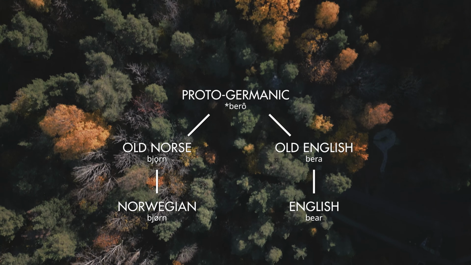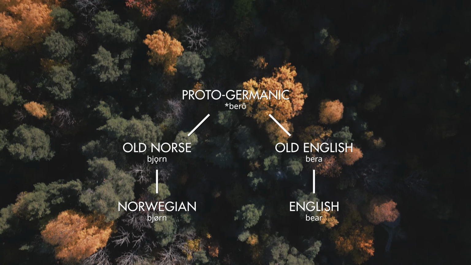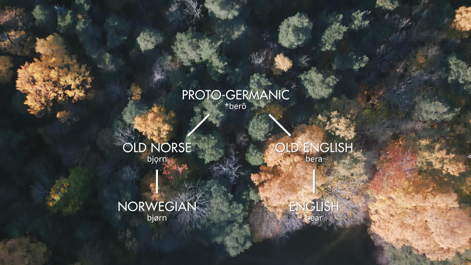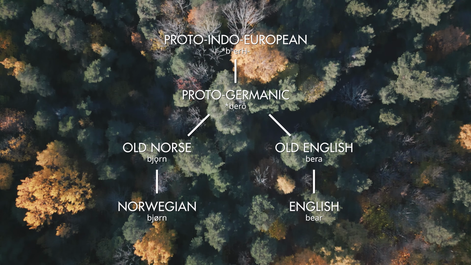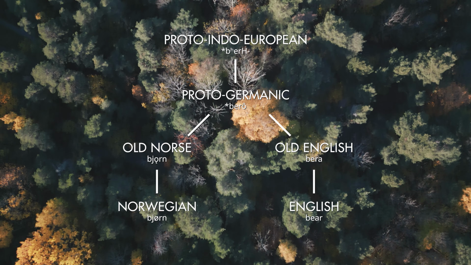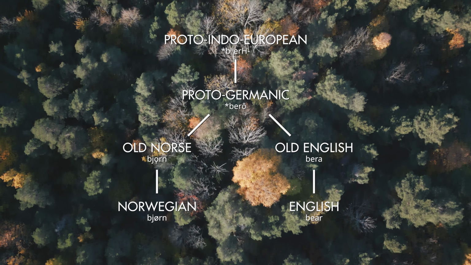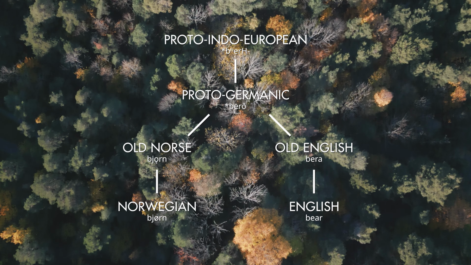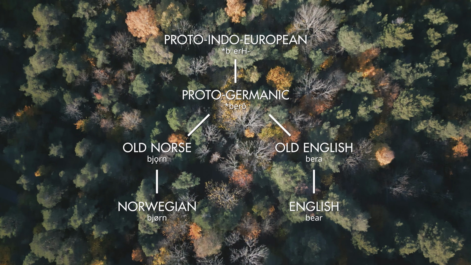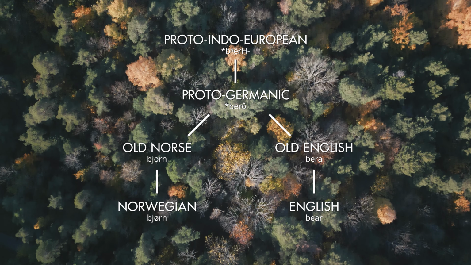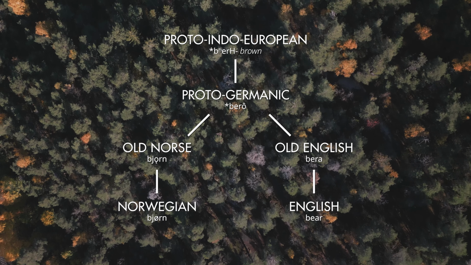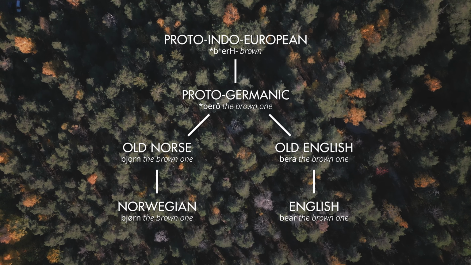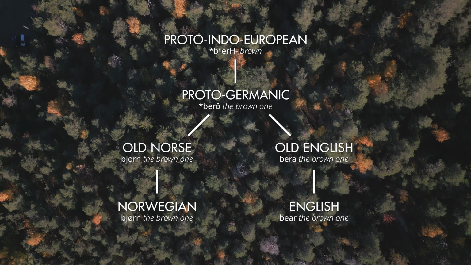Proto-Germanic is the reconstructed parent language of all the Germanic languages, and is thought to have been spoken around 500 BC in Scandinavia. The next step backwards is Proto-Indo-European, or PIE for short. It's the reconstructed ancestor of all the Indo-European languages that was spoken around 3000 BC, somewhere in the steppes. This particular root word, pronounced something like berg, is the source for the Norwegian word brun and the English word brown. That means the words bjørn and bear mean something akin to the brown one.